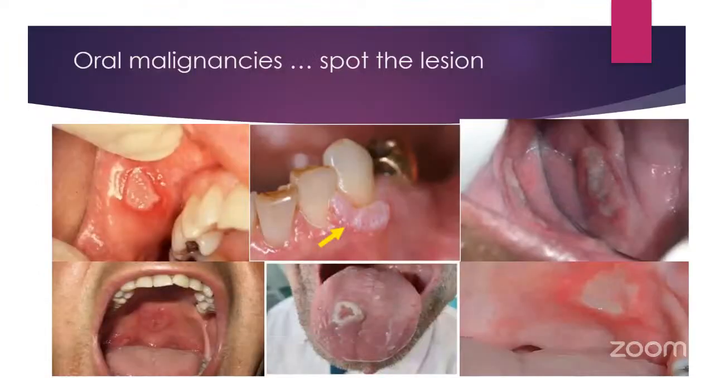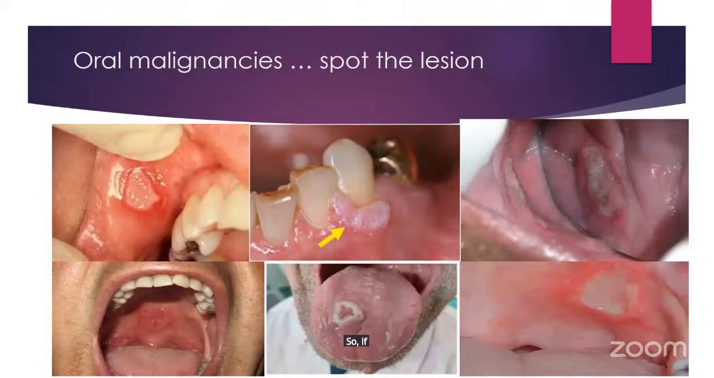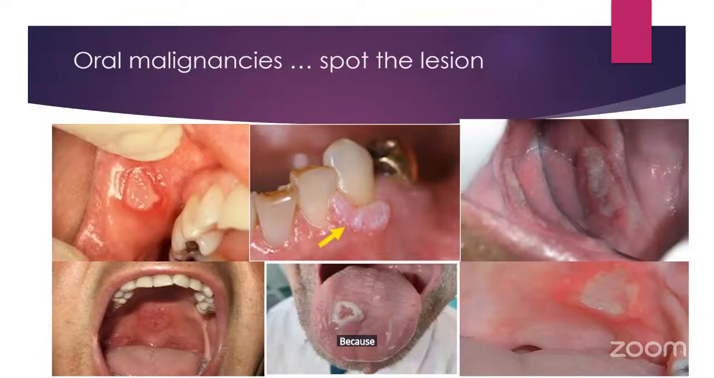So is it easy or is it hard to distinguish a cancer just by looking at it? If you think of all these lesions, I want you to think about which one of these would you think would be the highest risk of an oral cancer? Because in reality, only one of these lesions is a cancer. Okay, so think about it in your mind. Choose which of the 6 is.